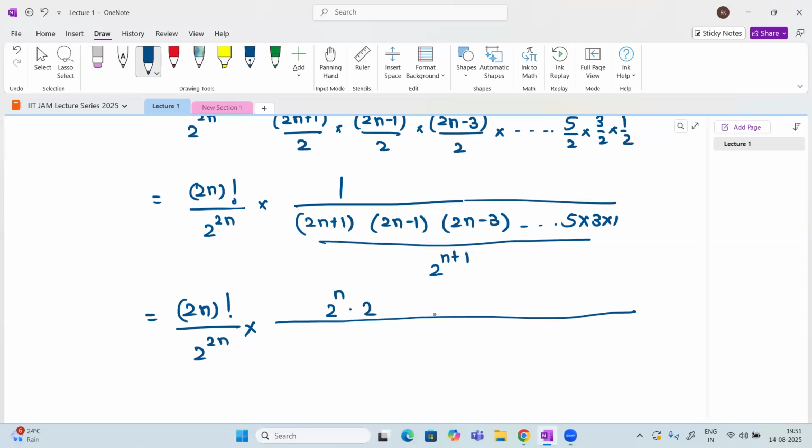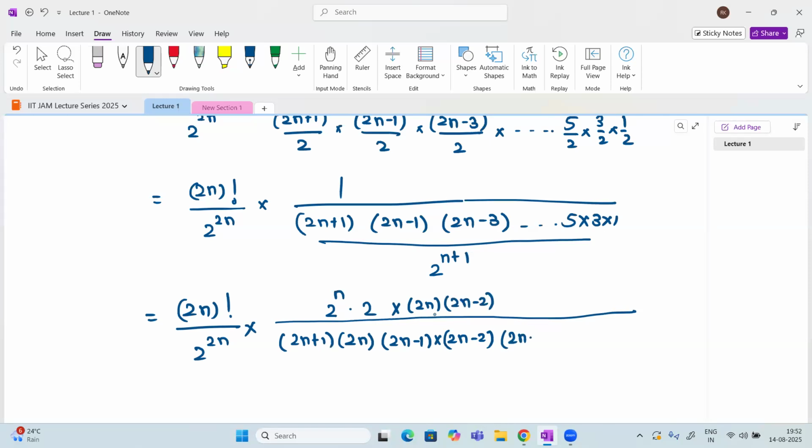Okay. See, 2n plus 1, 2n minus 1. So we have successive odd numbers, but even numbers are missing here. So what will I do? I will multiply numerator and denominator by those even numbers. I will tell you what I'm doing. 2n plus 1, so the previous even number is 2n. I'm multiplying numerator and denominator by 2n. The previous number is 2n minus 1. Next, the previous even number is 2n minus 2, right? So I will multiply numerator and denominator by 2n minus 2.